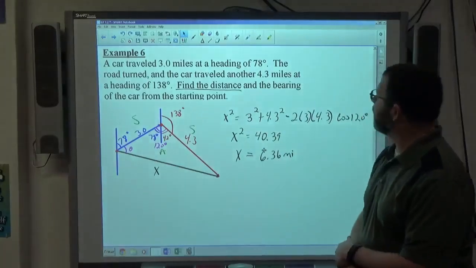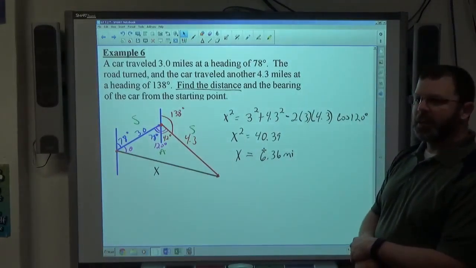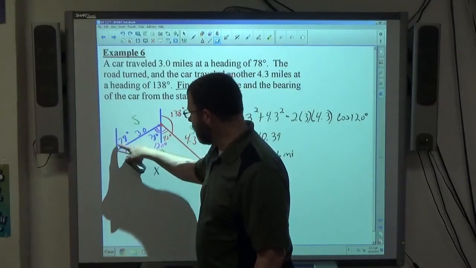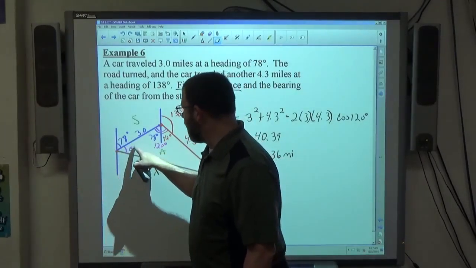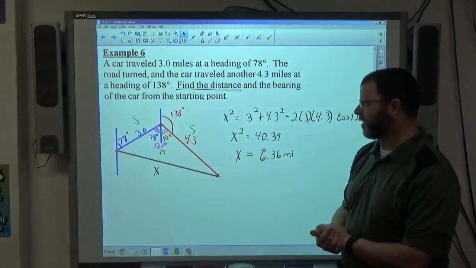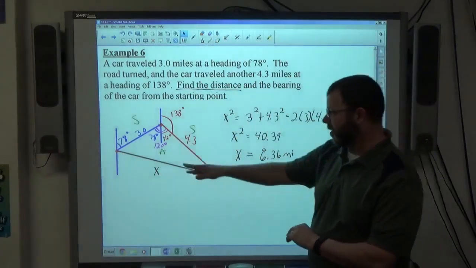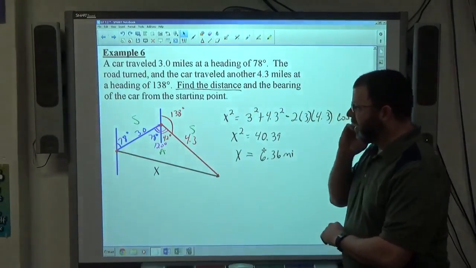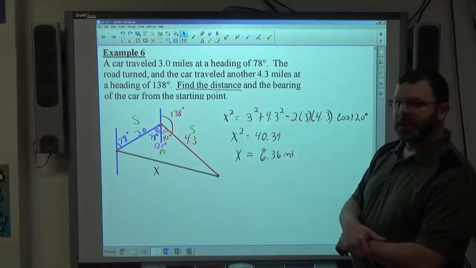Oh, and it says bearing. I thought it said heading instead of bearing. So maybe if it asks for heading, it's asking for this angle here, right? It's asking for bearing. I didn't draw it to scale, but it sure looks like it's going south of its original position, right? It might be safer to draw that to scale.